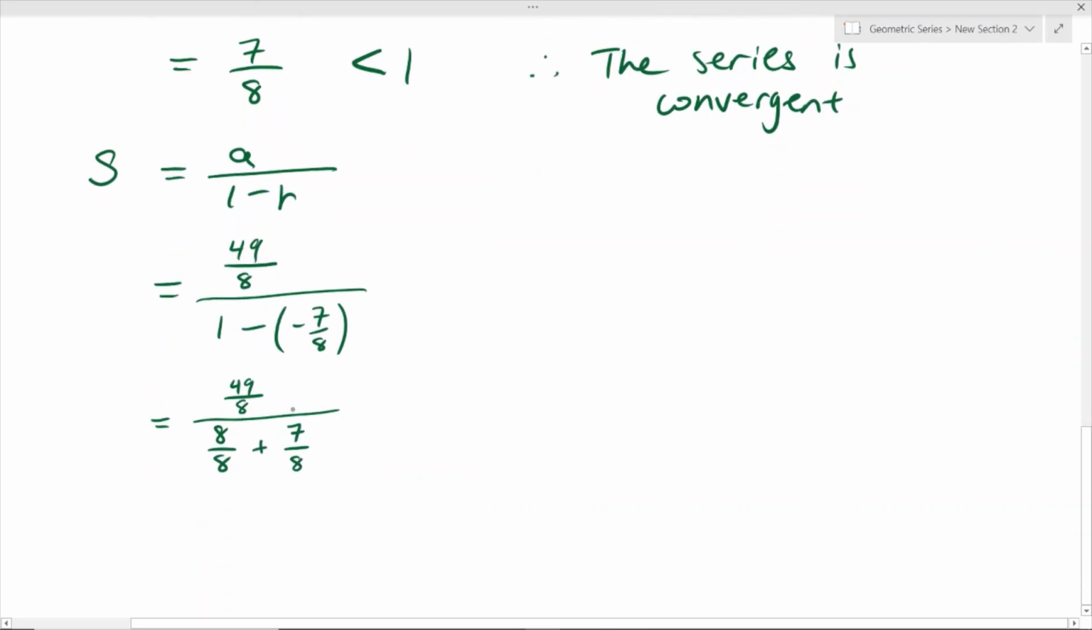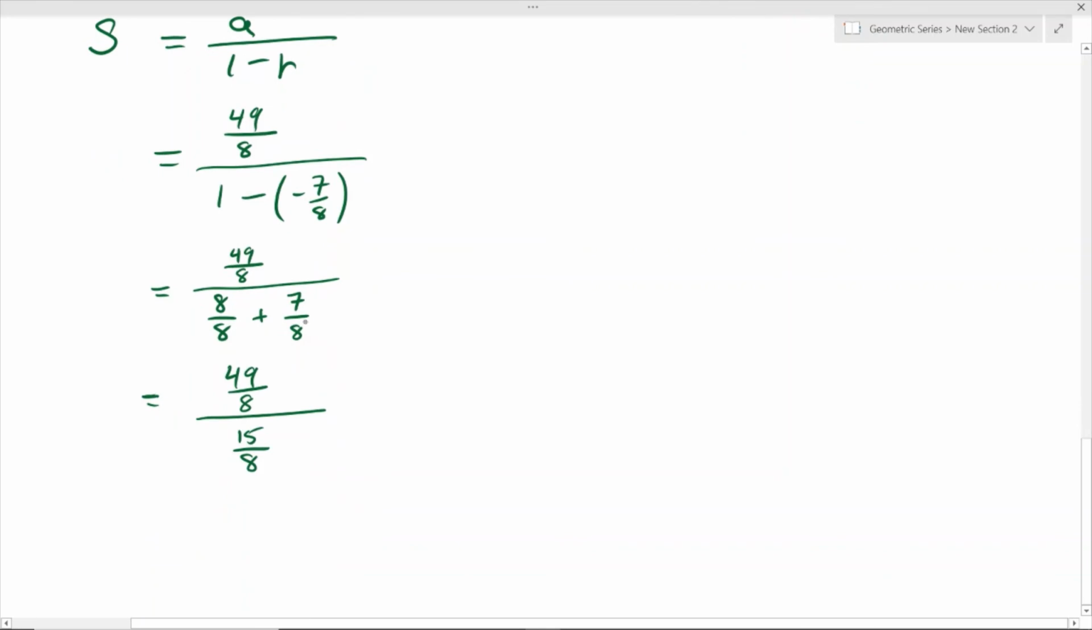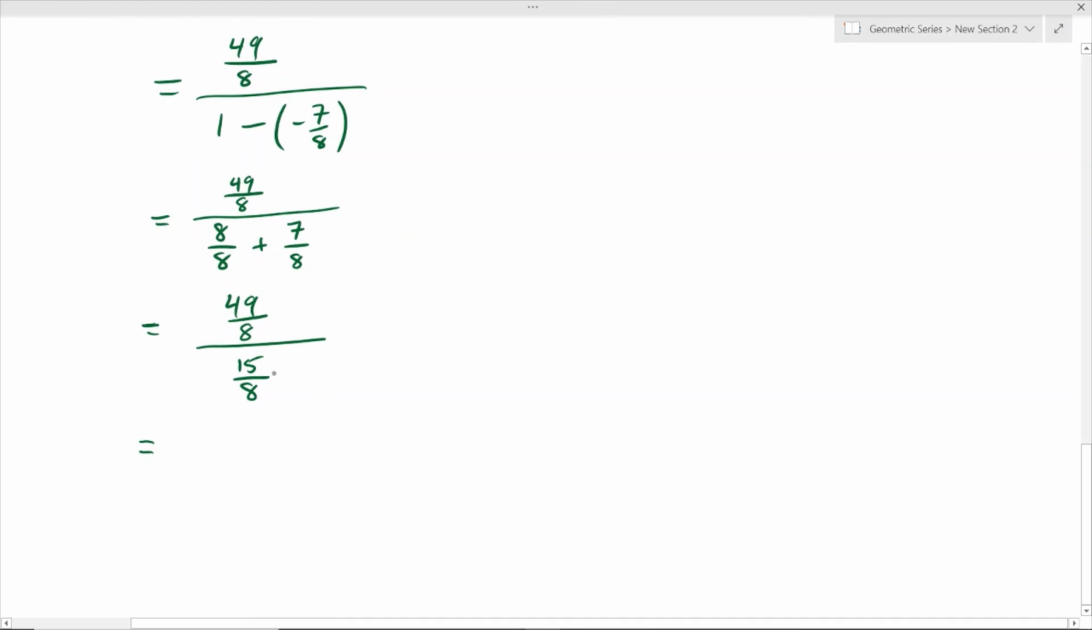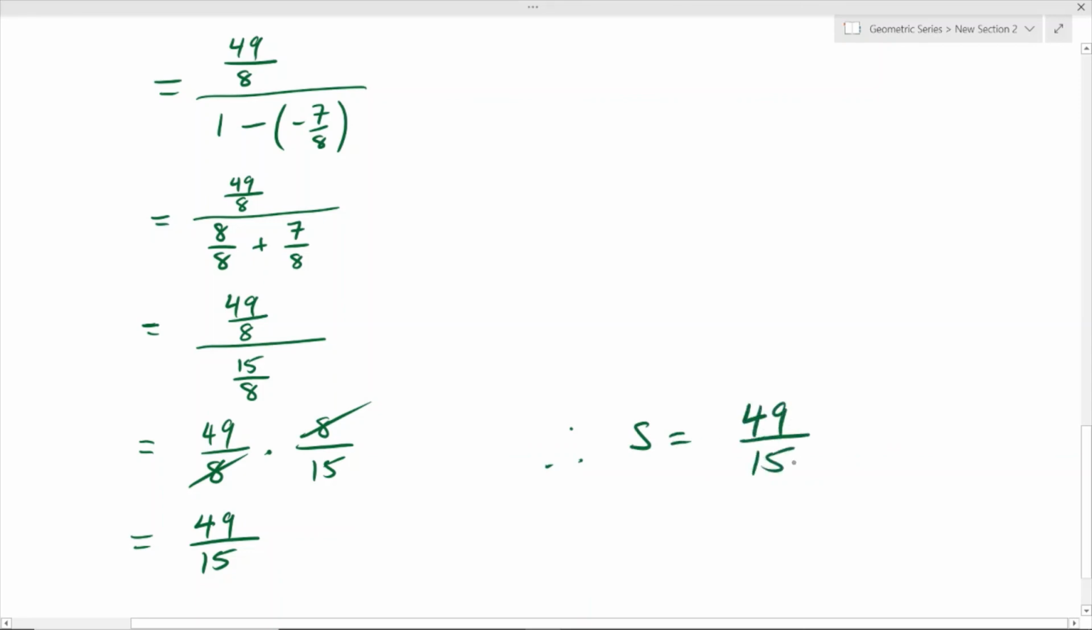And then next step is we can add the denominator. So 8 plus 7 is going to give us 15, so 15 over 8. And then let's flip the fraction, right? Because we have division here, and to divide, all we have to do is change it to multiplication and flip the second fraction. So 49 over 8 times 8 over 15 instead, and this 8 and 8 is going to cancel, and we ultimately end up with 49 over 15 as our sum in the end. So therefore, the sum is equal to 49 over 15 for this series.